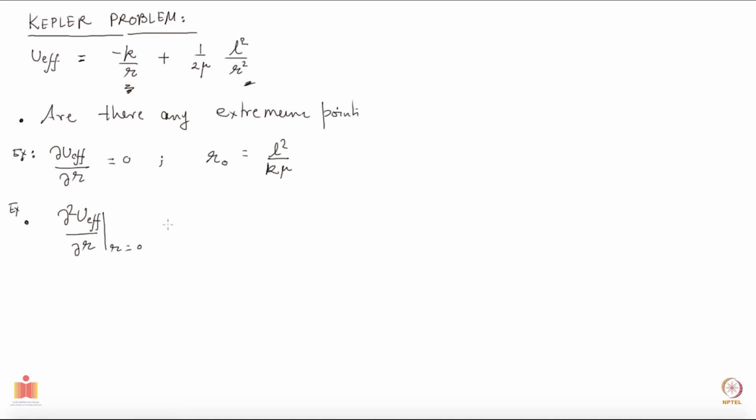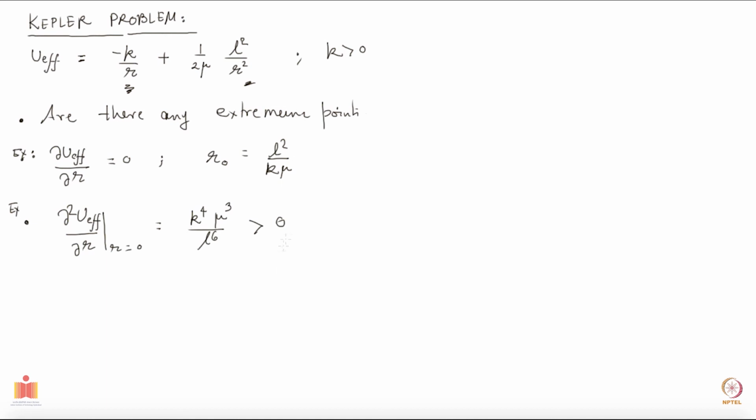If you calculate this quantity at r equal to r naught, you will find that it turns out to be, I hope it's correct, k to the 4 mu cube over L to the 6. Yes, it's correct, I think. Which is greater than 0. Your k is greater than 0; I should have specified that here. Mu is greater than 0, L square is positive, and L cube is positive. So this is a positive quantity, which means that at r naught you have a minimum.